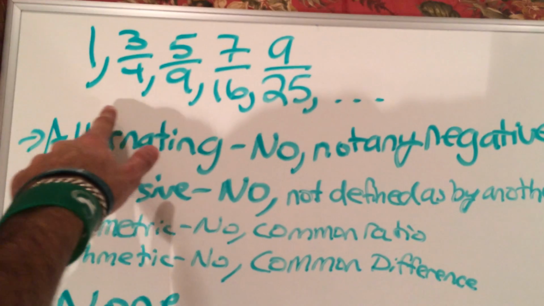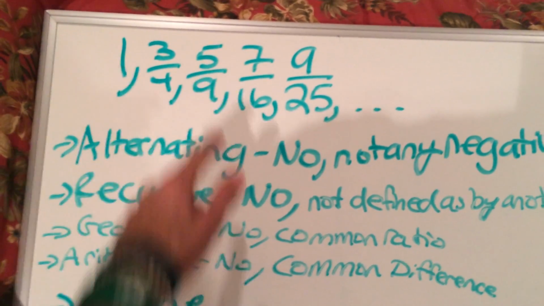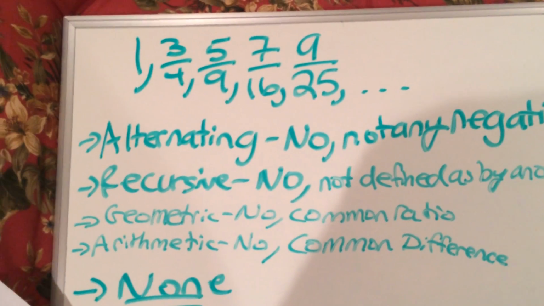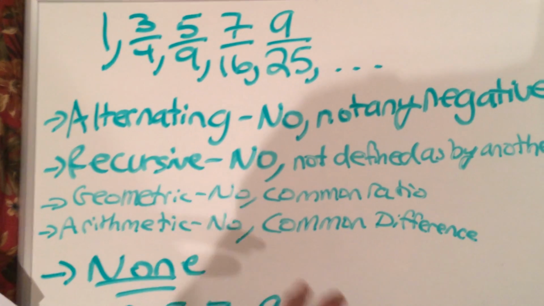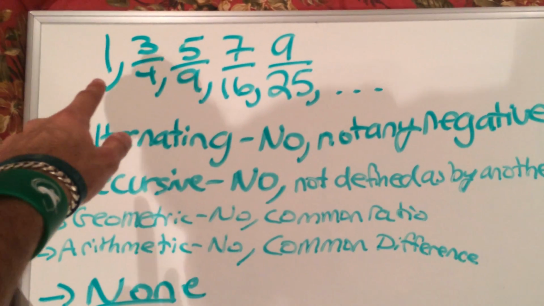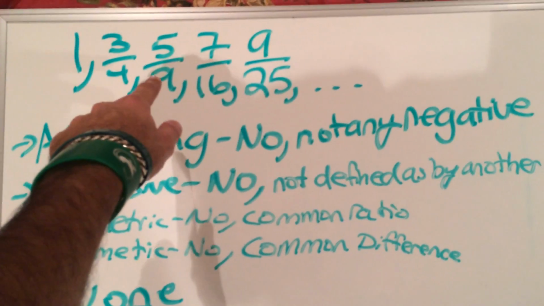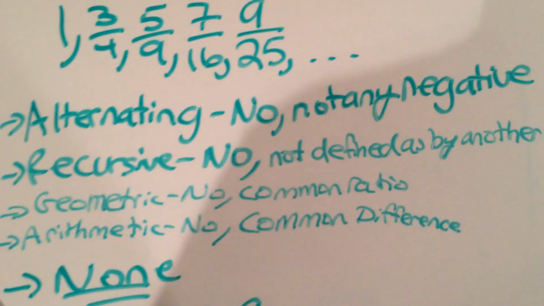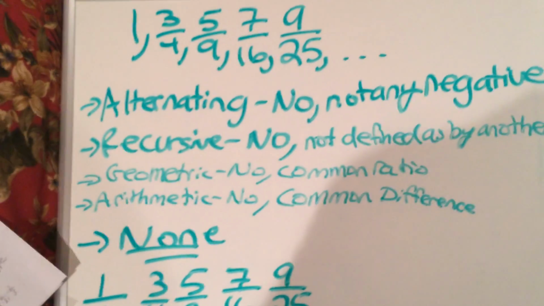To go from 1 to 3/4, I multiply by 3/4. To go from 3/4 to 5/9, I do not multiply by 3/4. Therefore, no common ratio. And it's not arithmetic because there's no common difference. 1 plus negative 1/4 gets me here. 3/4 plus negative 1/4 does not get me to 5/9. So therefore, it is none of the 4 types of sequences.